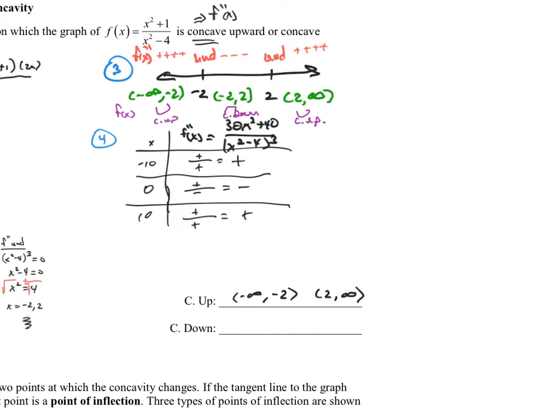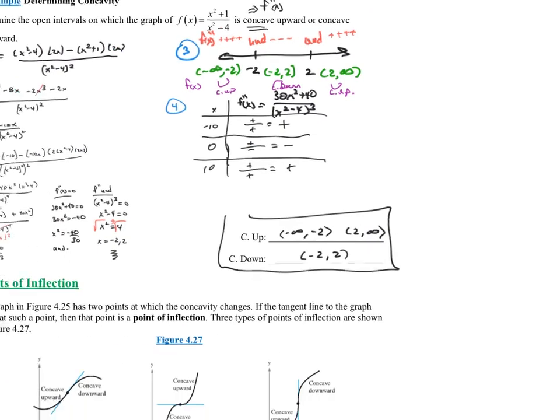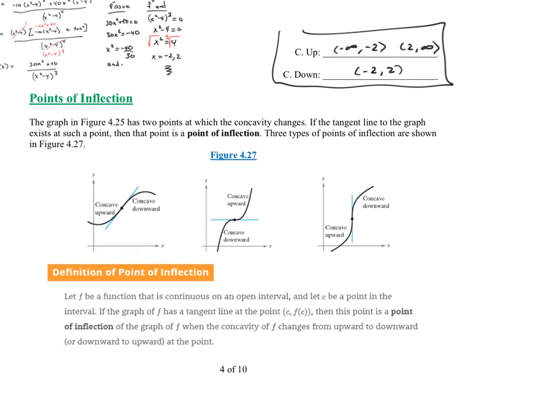And then where's the function concave down? Well, the function is concave down when the second derivative is negative, and that was on the interval negative 2 to 2. Notice we always use open parentheses on these, never use closed parentheses, always, always, always open parentheses. Okay, let's continue reading the page.